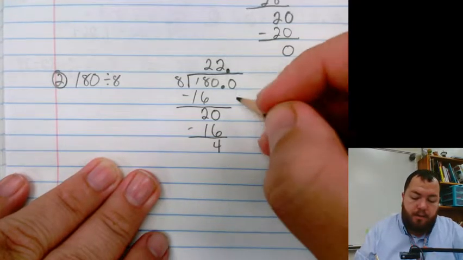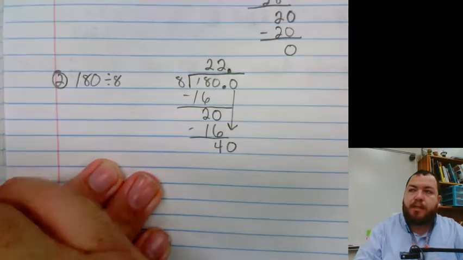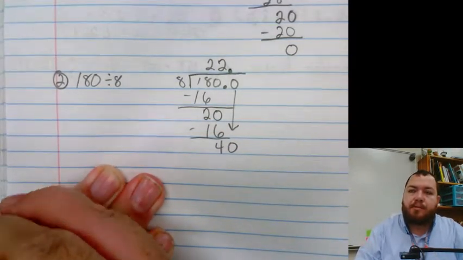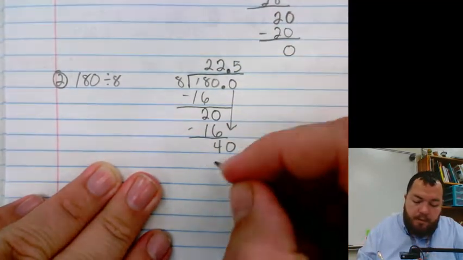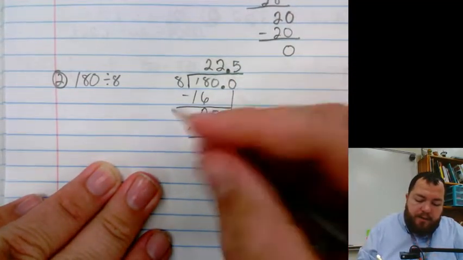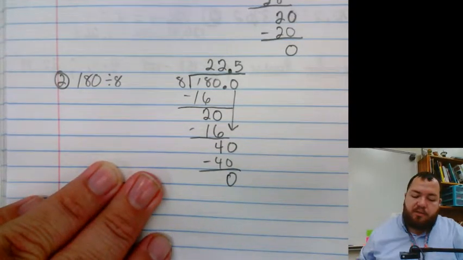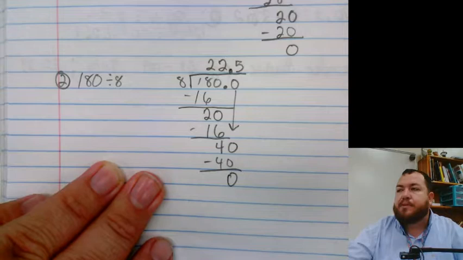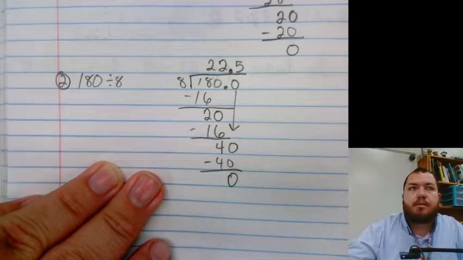So then I bring that down. Does 8 go into 40? Yes. How many times? 5, right? Minus 40. 5 times 8 is 40, and the remainder is 0. And then you're finished. So your answer is 22 and 5/10. How do you guys feel about this? I feel good. Okay.